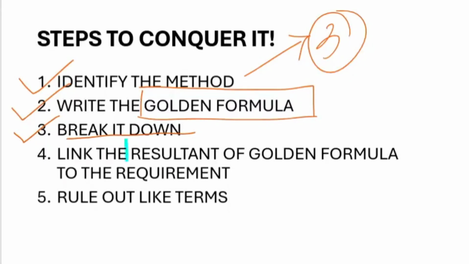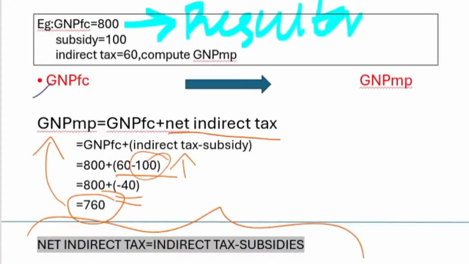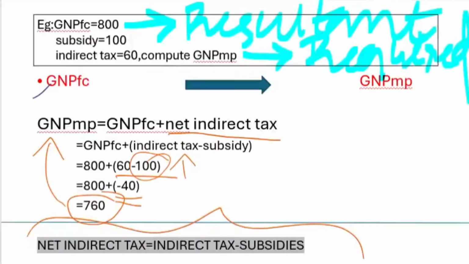Now the fourth one, that is linking the resultant to the requirement. So, for example, in the previous examples, we had GNP-FC, which was given. This is what is meant by the resultant of the golden formula. By solving the method, we'll get something. That is the resultant. And what we want to compute, that is the requirement. So we need to link the things. Here we linked GNP-FC to GNP-MP, right?